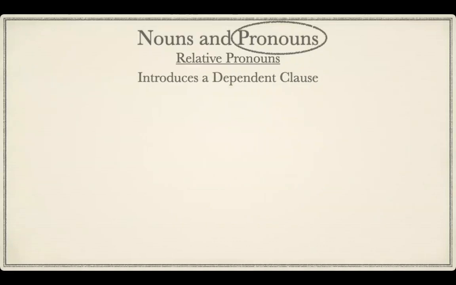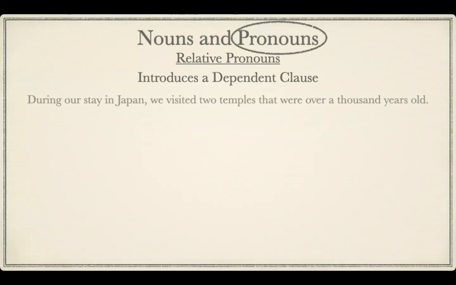Let's look at the following sentence and discuss the relative pronoun used. During our stay in Japan, we visited two temples that were over 1,000 years old. Okay, the relative pronoun here is the word that. This relative pronoun introduces the dependent clause that were over 1,000 years old.